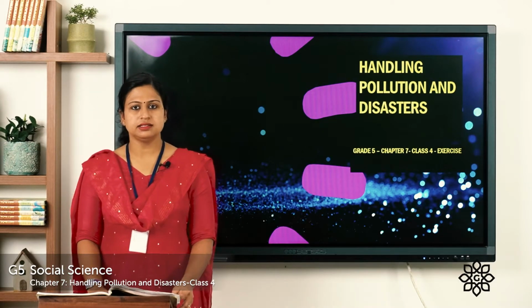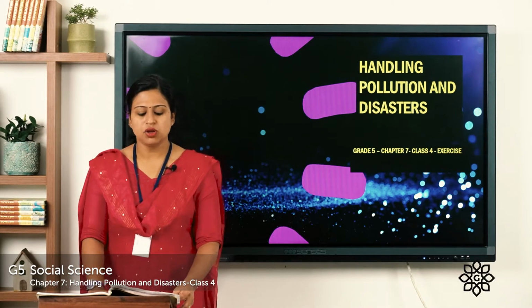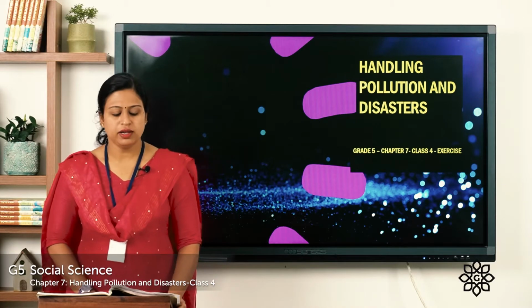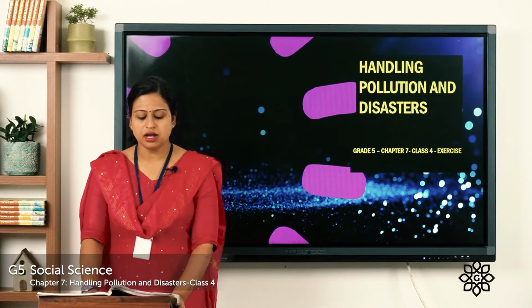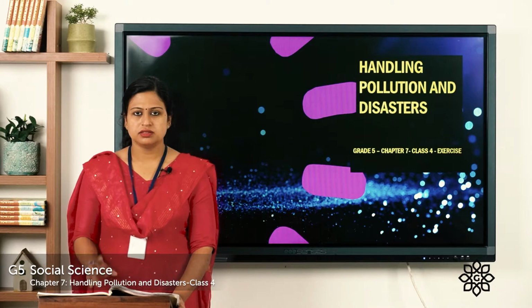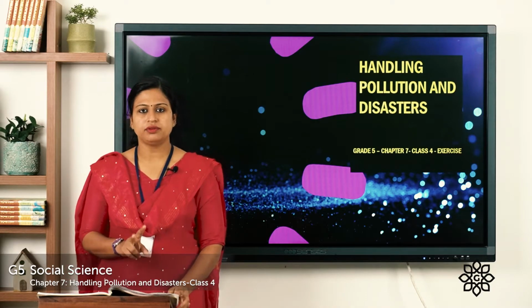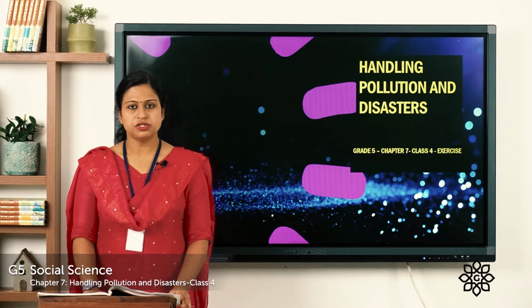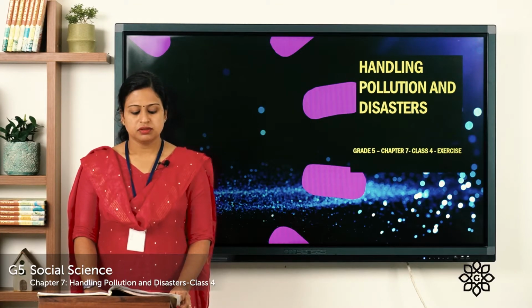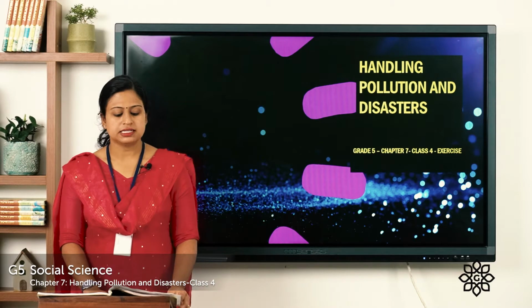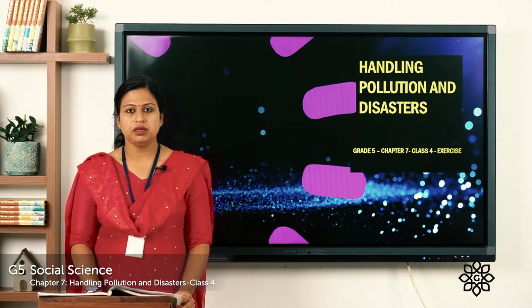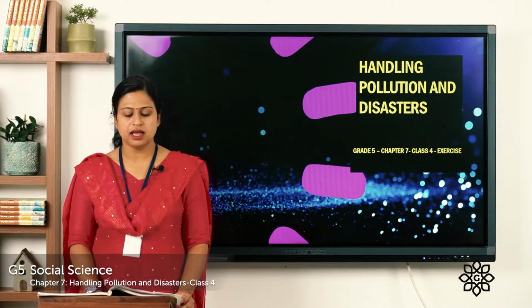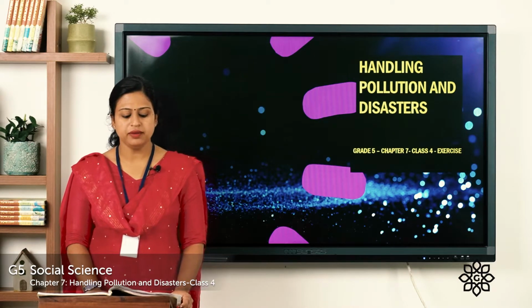The first exercise is take the correct option. The first one is smoke from cars and factories causes. So, 3 options are given. You have to choose the correct one. Second, noise pollution can lead to, options are A. Skin disease, B. Hearing loss, C. Kidney damage.